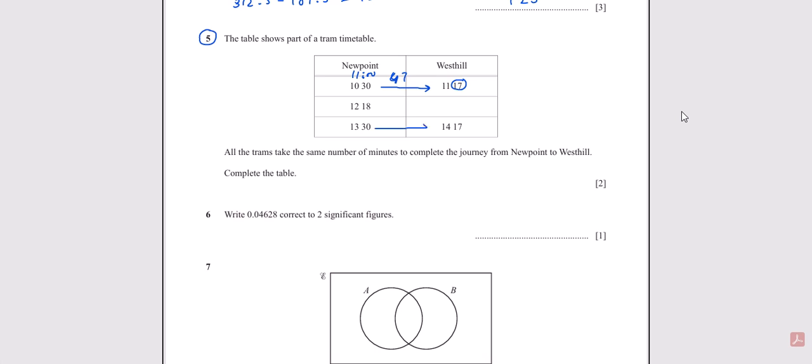So also calculate this point. This is 30 and the same, so it will also take 47 minutes. All the trains take the same number of minutes to complete the journey. If both trains take the same time, so it will also take 47 minutes this train. So add 47, we get 30:05. So the final answer is 30:05, means 30 hours 5 minutes.